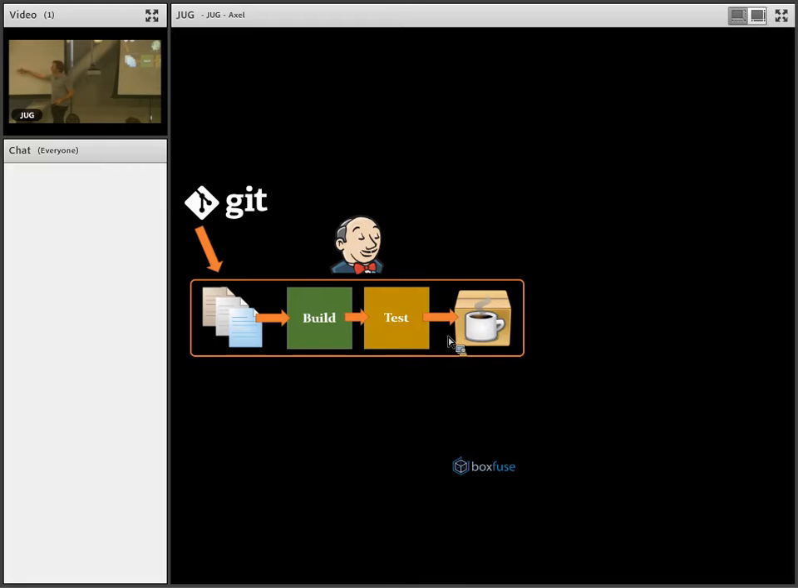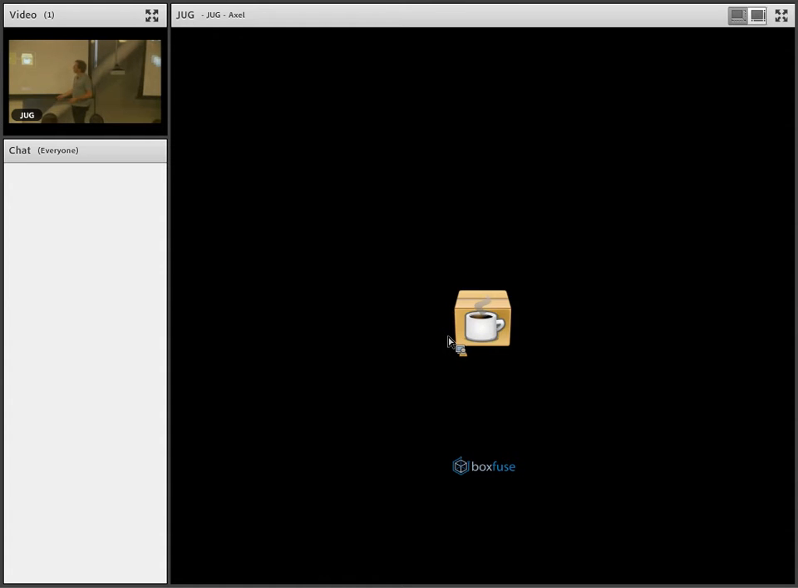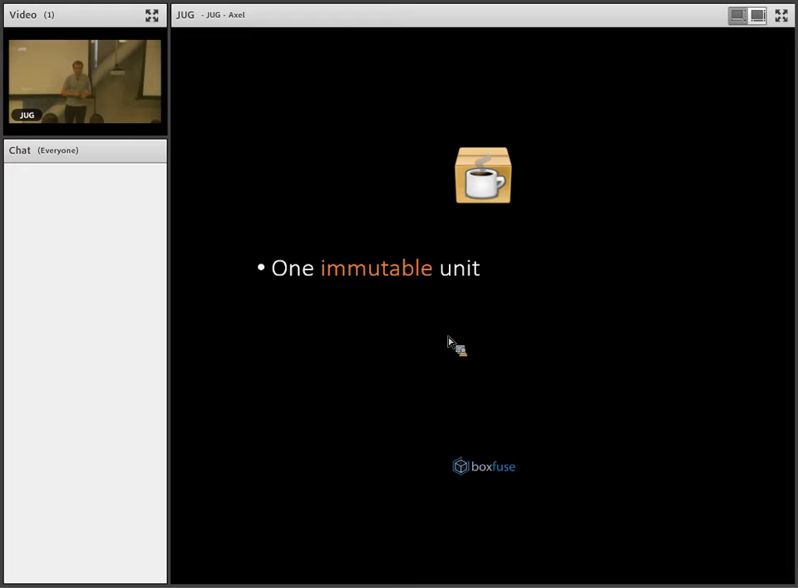For the JVM, this would be a JAR file, a WAR file, an EAR file, whatever you want to use. For other platforms, it's different things, but we produce some kind of artifact that has a number of interesting qualities. The first thing here is that we produce one immutable unit. We give it a version, and then from there on, it's not really being modified anymore. We don't go and patch it afterwards anymore.